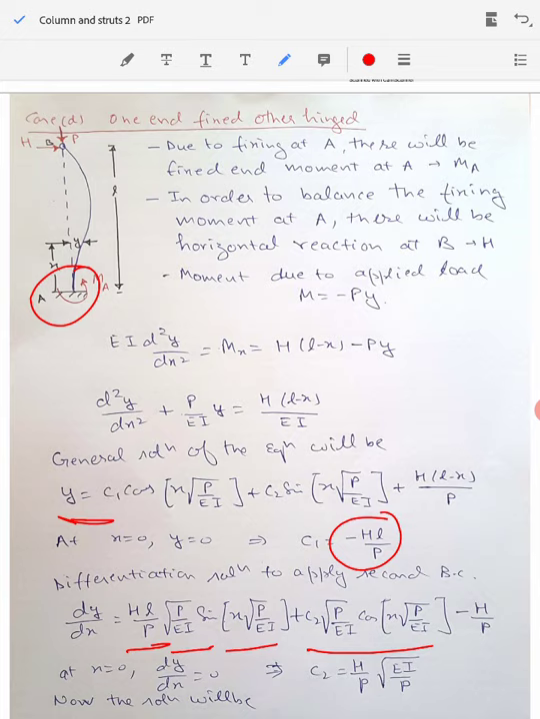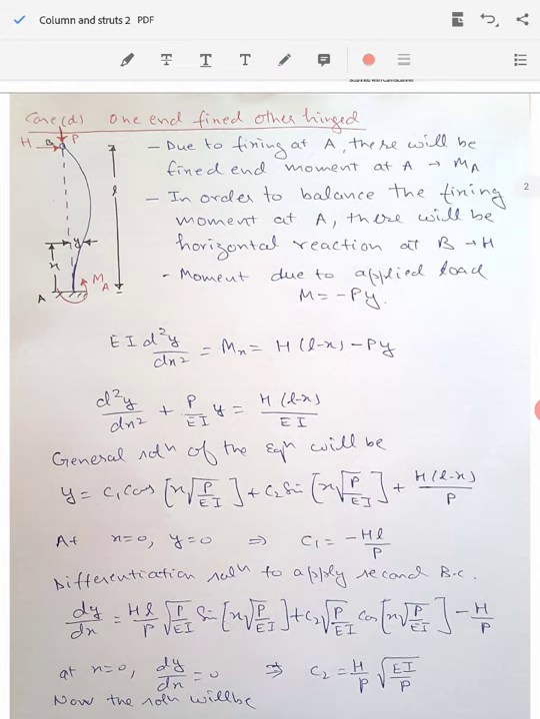Now when you differentiate HL by p minus HX by p, this becomes two terms. Differentiation of HL by p is 0, but for the minus HX by p, because x is there, what is left is minus H by p after differentiating. So this is our equation for slope dy by dx.